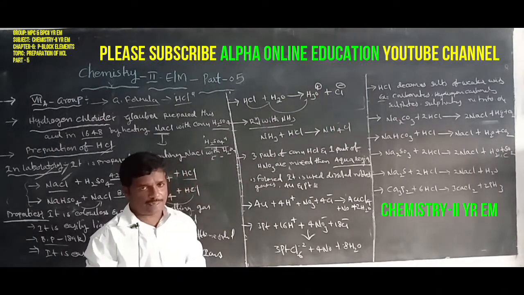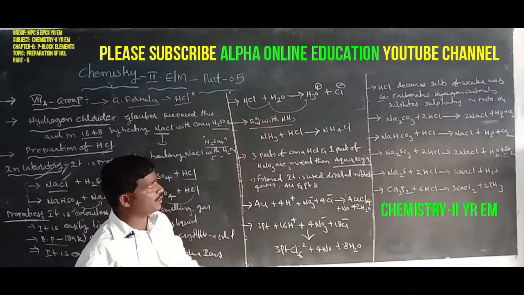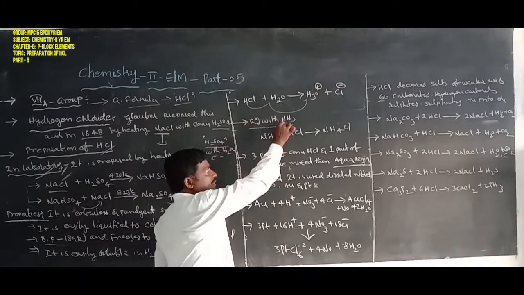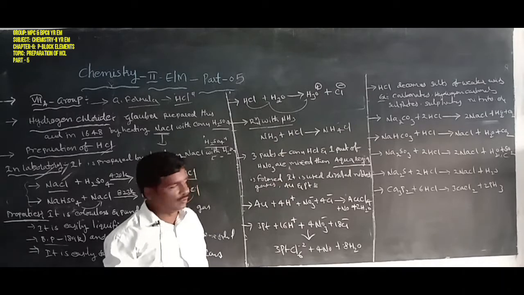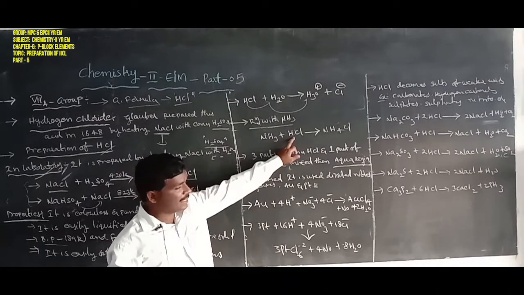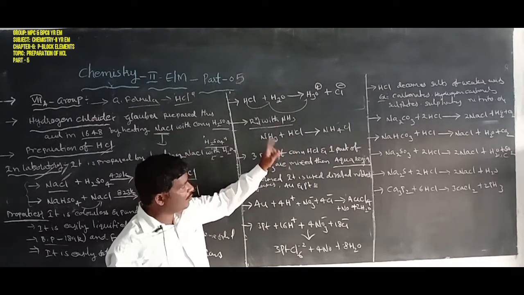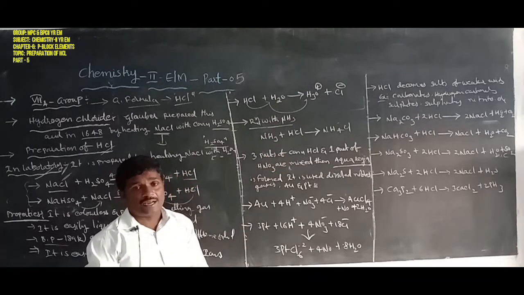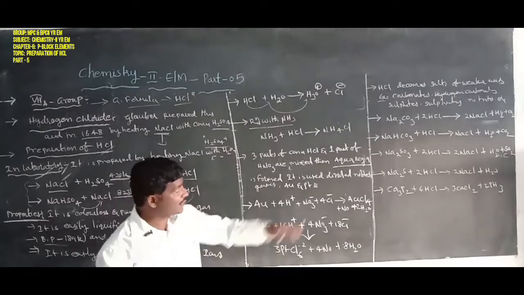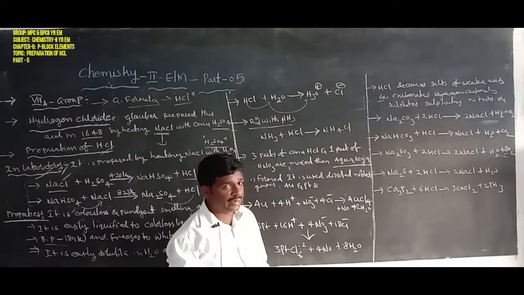Next property, the reaction with ammonia, also known as NH3. Here hydrochloric acid combines with ammonia to form ammonium chloride, also known as white fumes of the common salt.